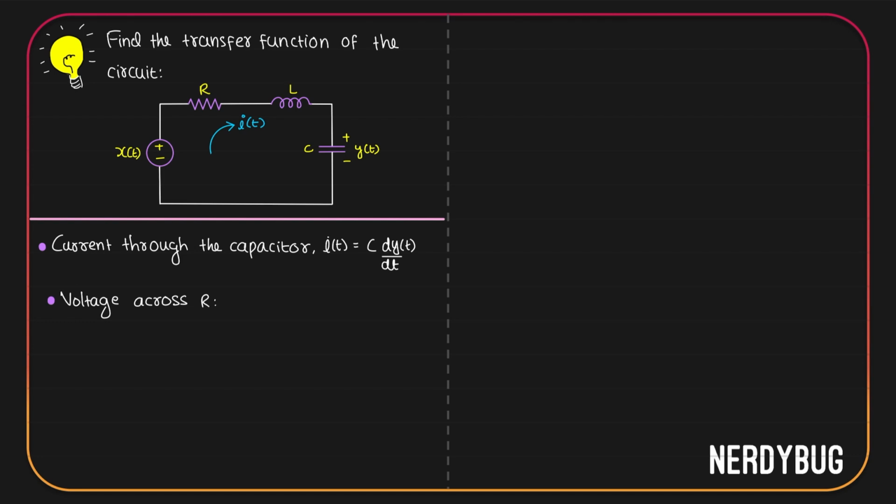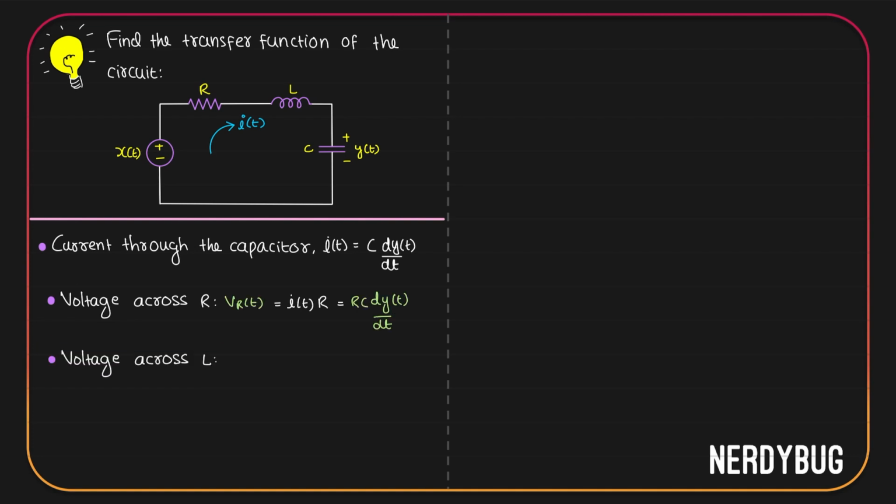Using this expression for i(t), let us write the potential across R. V_R as a function of time will be i(t) multiplied by R. So we will get RC dy(t)/dt.